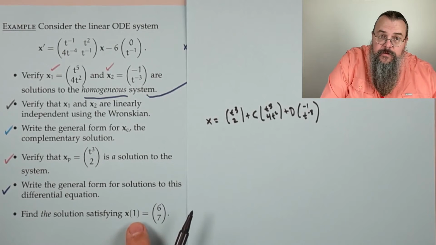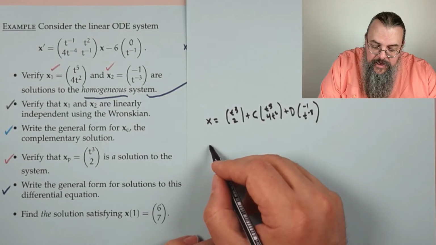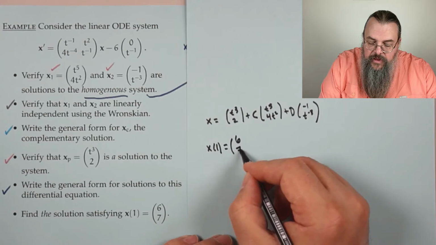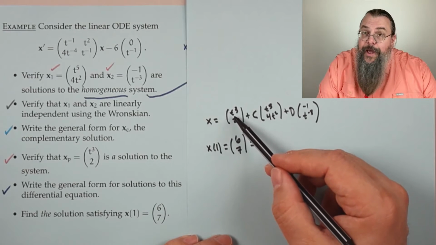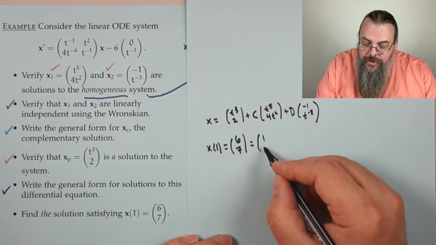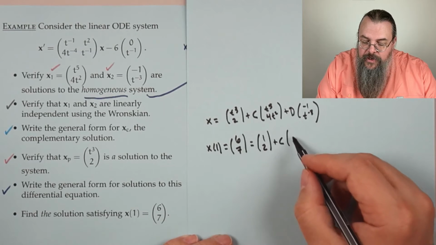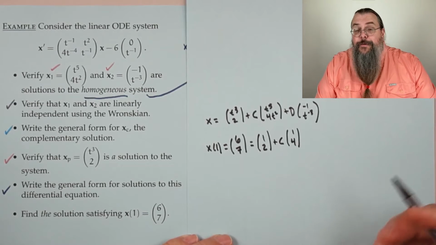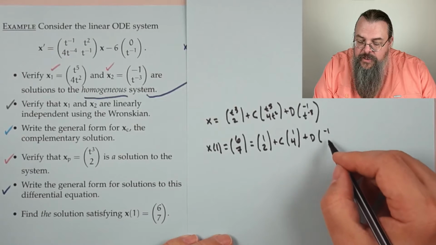So now we're ready. We're going to plug in 1, and we want to get out 6, 7. So x of 1, well, we should get 6, 7. That should equal 1, 2, because right, everywhere where you see a t, you put a 1. So 1, 2, plus c, 1, 4. 1 is a very nice number when you're trying to evaluate 1 to a power. It's just always 1. And then plus d, minus 1, 1.